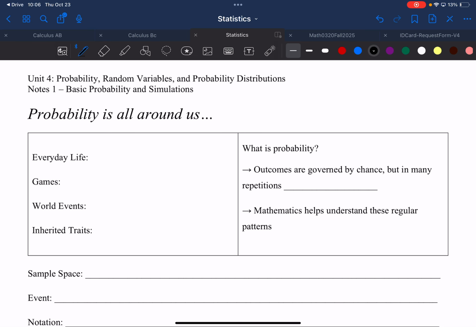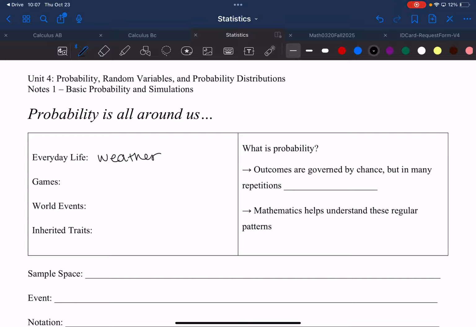So everyday life could be the weather, okay? People in the weather industry will make predictions on if it will rain next week. Okay, that is the probability. They're saying, okay, based off of previous data, we're going to say most likely this is going to happen. Okay, games.